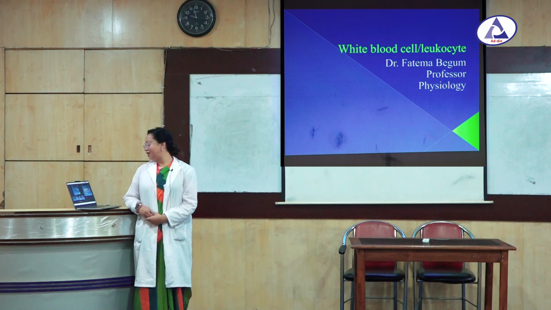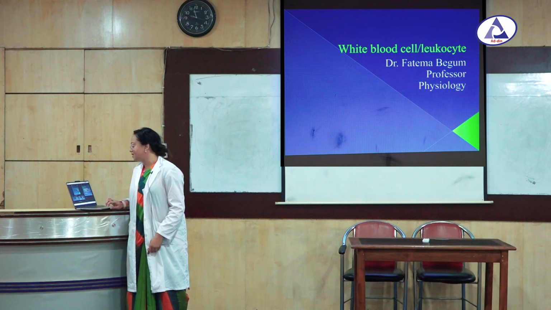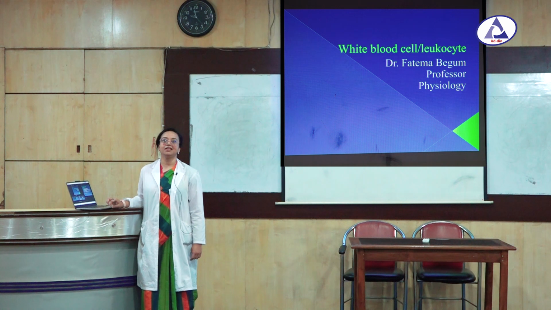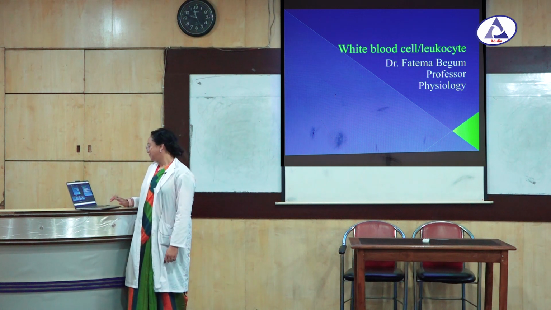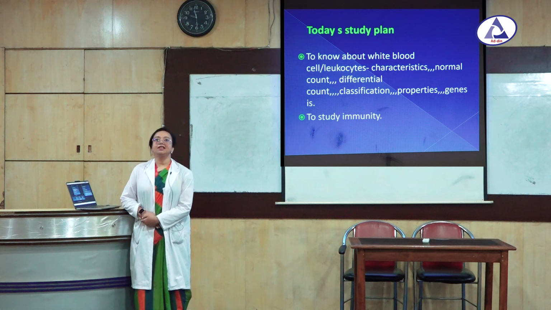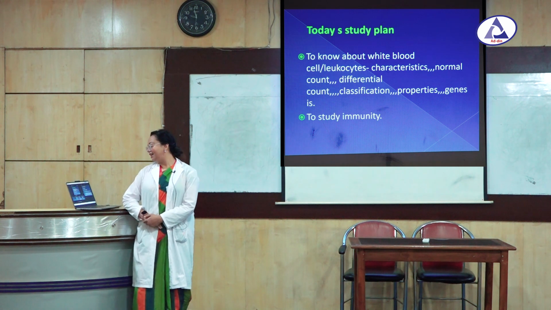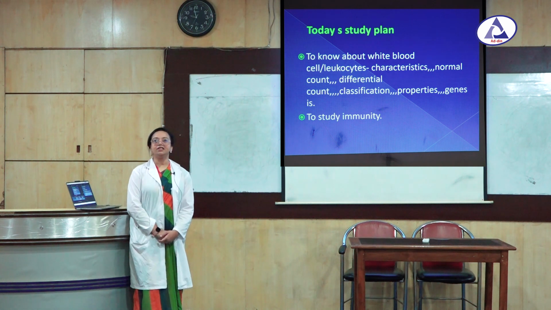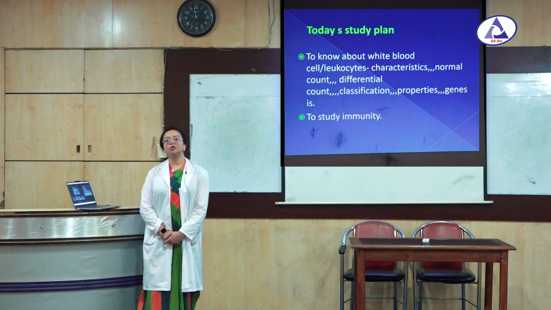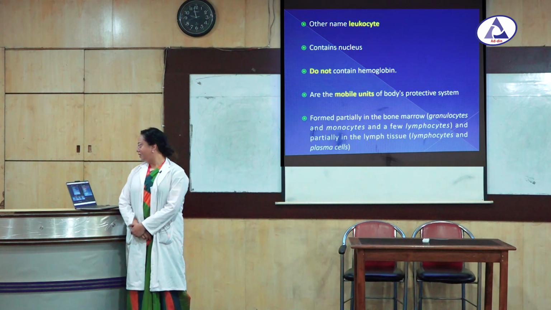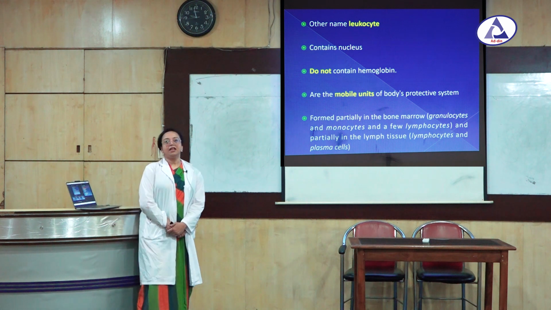Today I will take the class of white blood corpuscles or leukocyte for AWMC 16 students. Today's study plan is to know about the white blood cell and the leukocyte, their characteristics, normal count, differential count and genesis, and also to know about the immunity. Let us now know about the leukocyte.